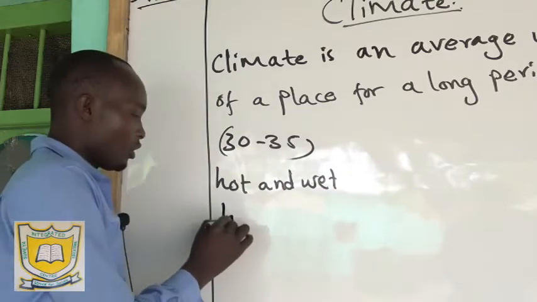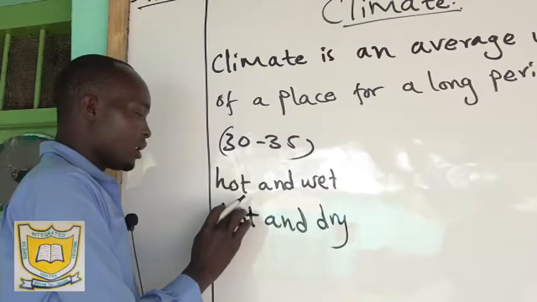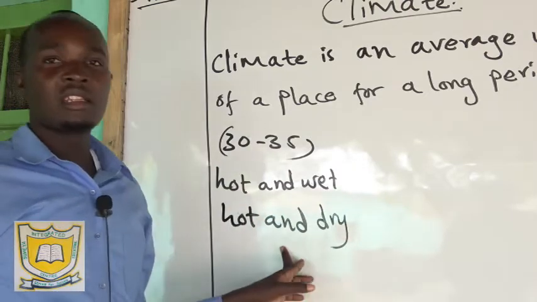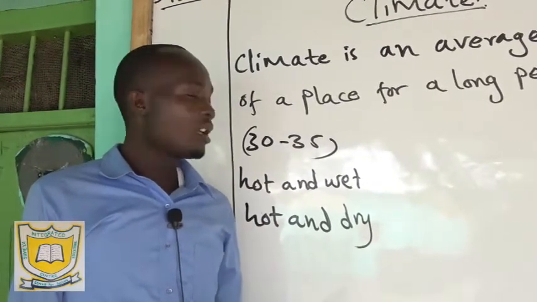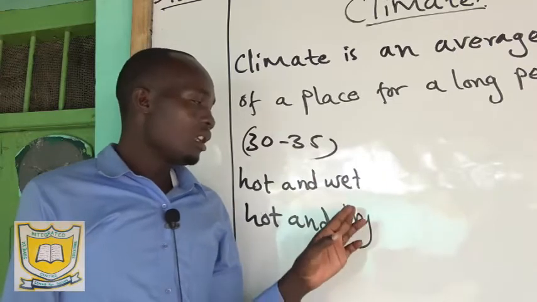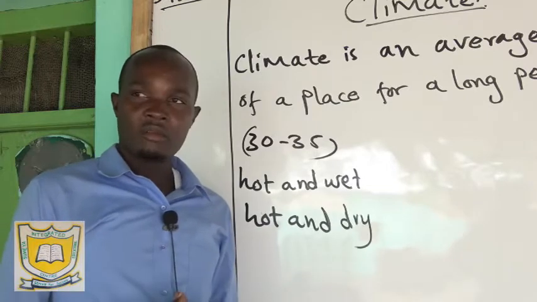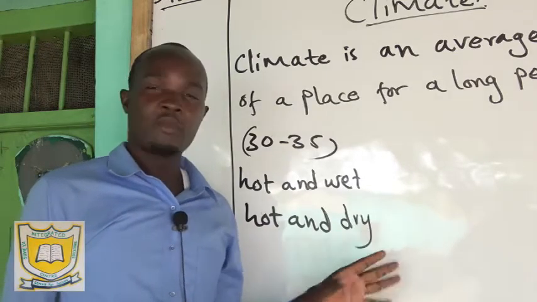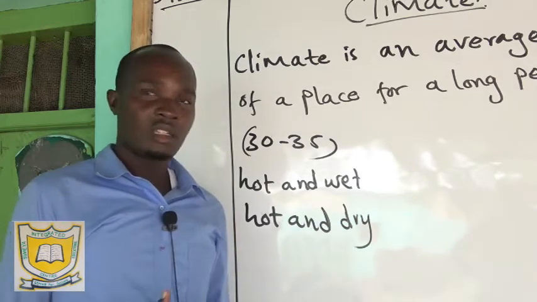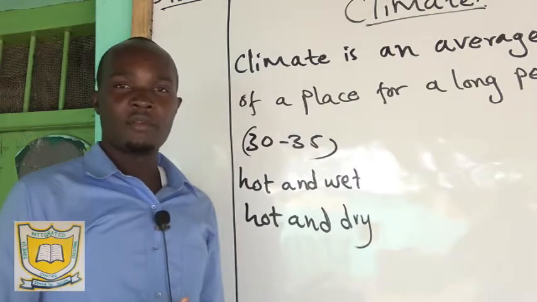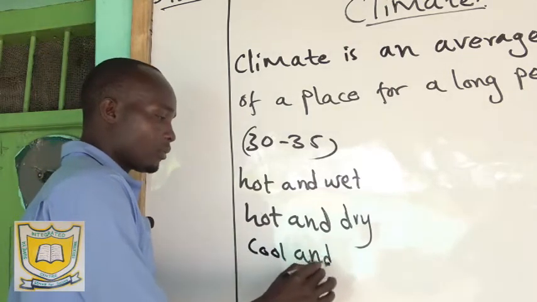Then we have what you call hot and dry. Hot and dry is received in areas like arid and semi-arid areas. For example, you can talk about the northeastern part of Kenya, all the way from Garissa, Wajir, Mandera. They receive hot and dry climate because we have very little rainfall. We have very little relief features like mountains, which can contribute to formation of relief rainfall. We have very few hills and mountains in this area, which can contribute to formation of rainfall. So hot and dry.